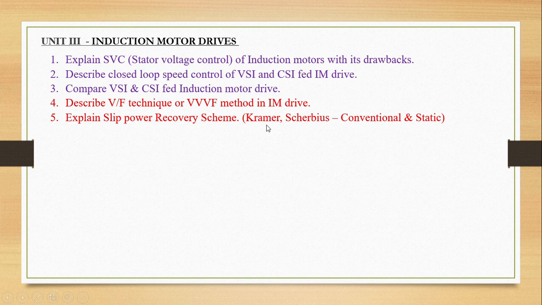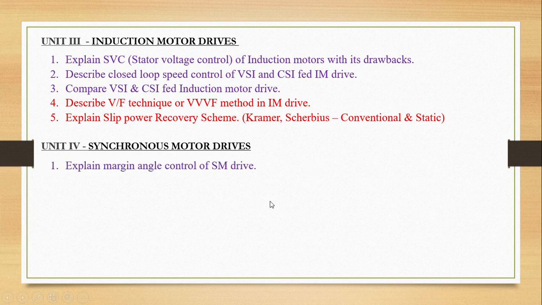If you take Cramer, conventional Cramer is important. If you take Scherbius, static Scherbius is important. In these 5, first 3 for 13A, next 2 for 13B. Fourth unit is synchronous motor drives. First question is explain margin angle control of synchronous motor drive.